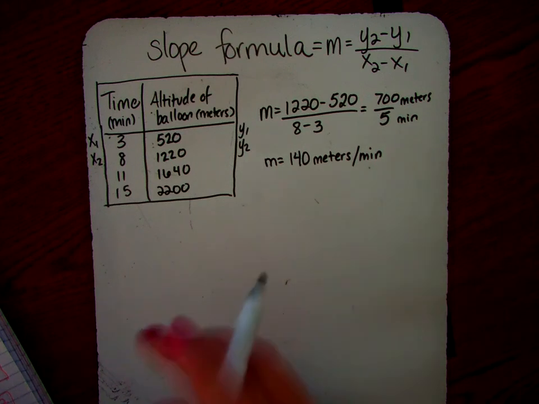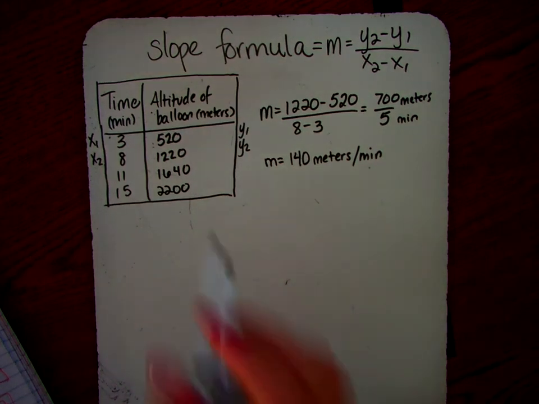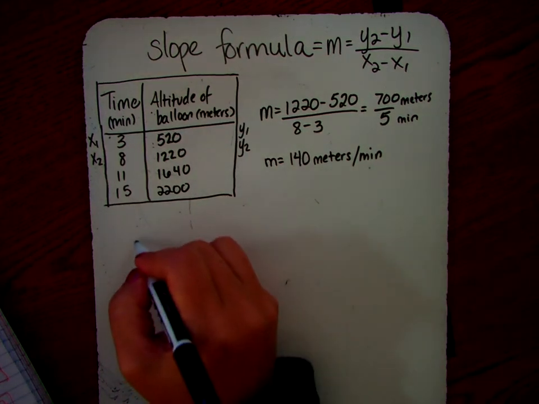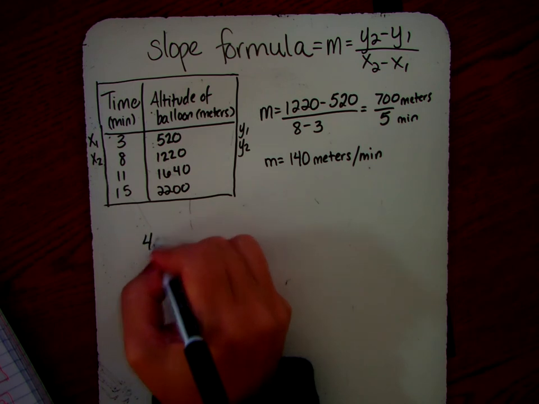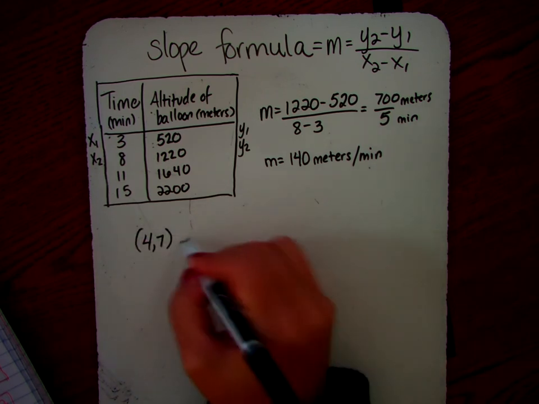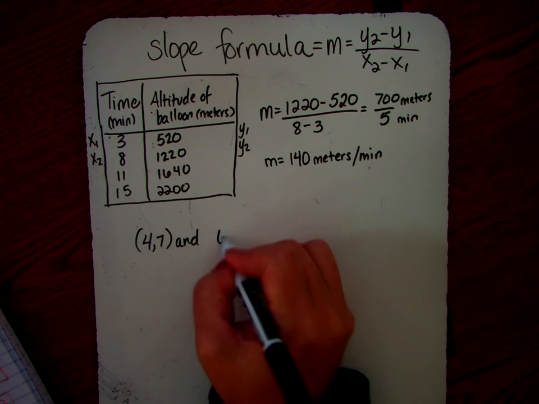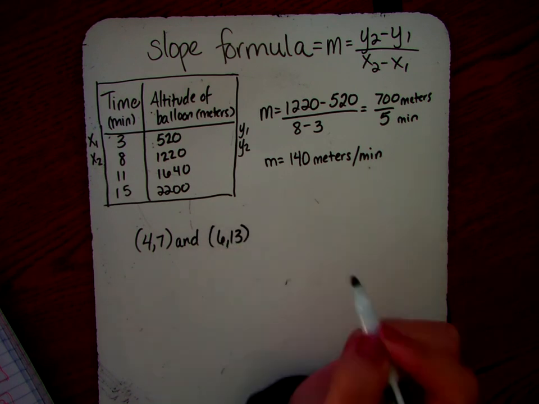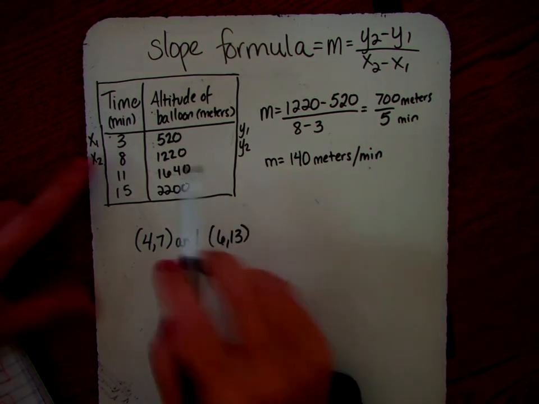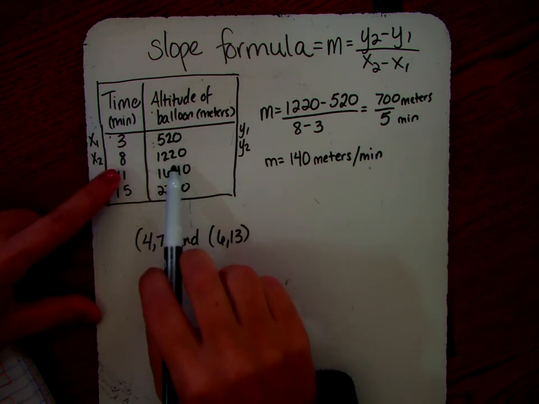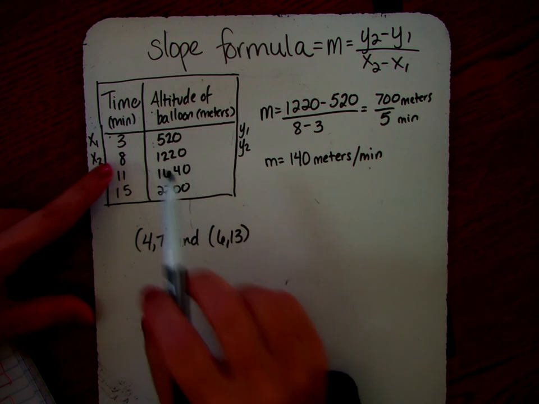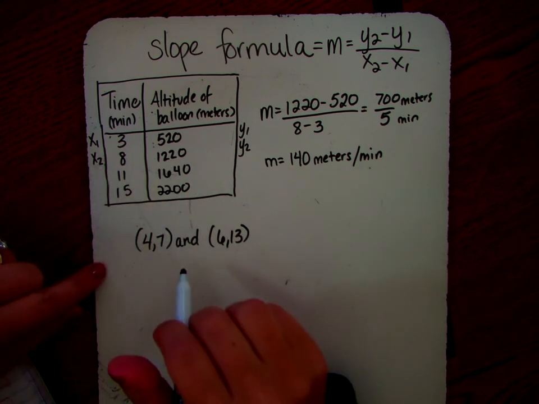Now, instead of a chart, they may say, okay, well, what's the slope of the line that passes through these 2 points? Now, I want you to realize that right here, this is your x1, this is your y1. So this is a point. x2, y2. This is another point. So it's the same thing, just in a different format.